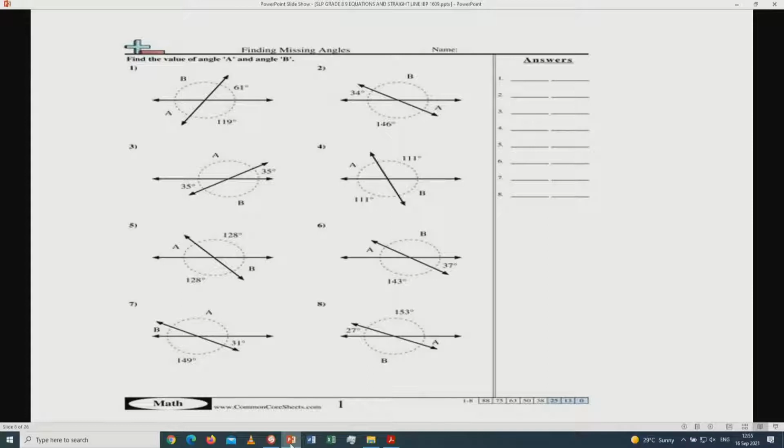Once more, let's continue with our activities here. What do you have? The question says find the value of angle A and B. Let's look at question 1. What are you given? They are looking for A and B.